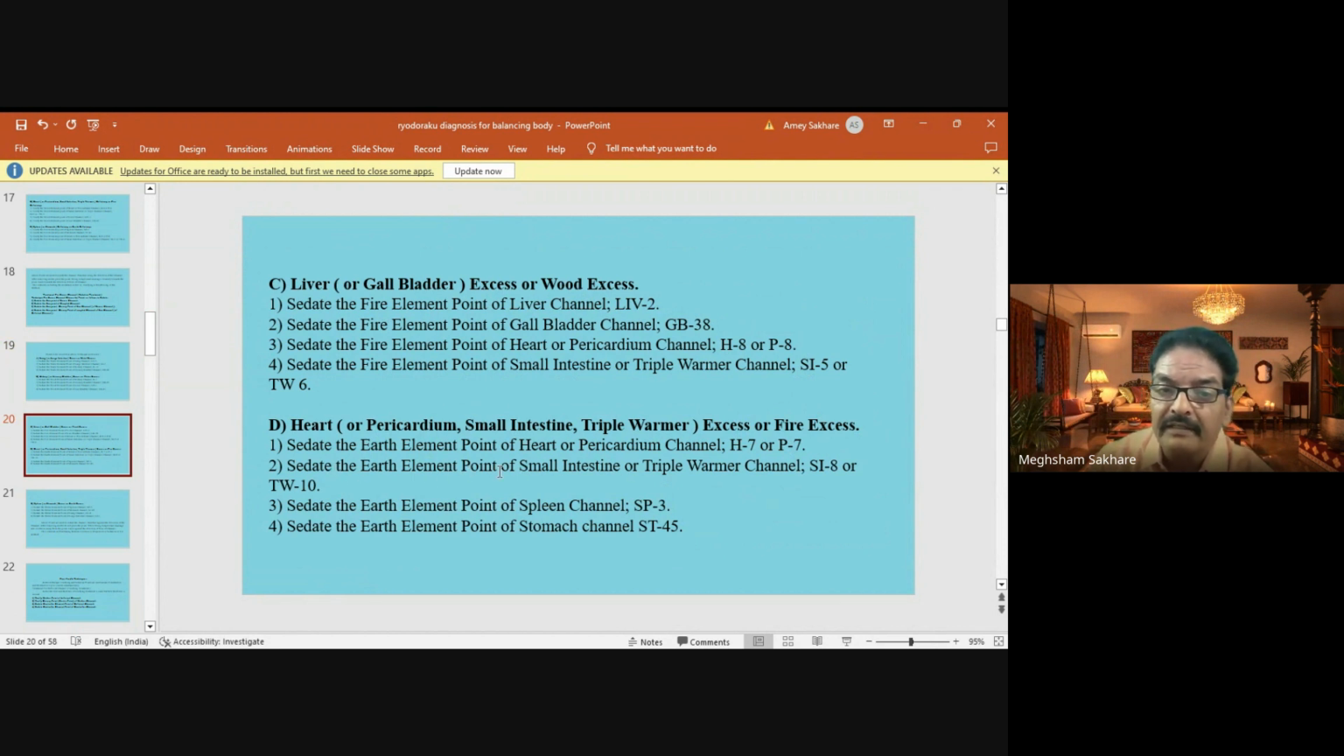Sedate the earth element point of the small intestine channel or triple warmer channel, that is SI8 and TW10. Both are on the elbow.